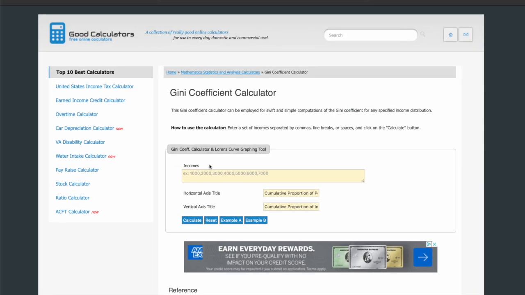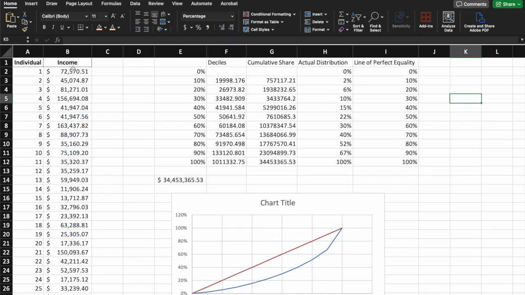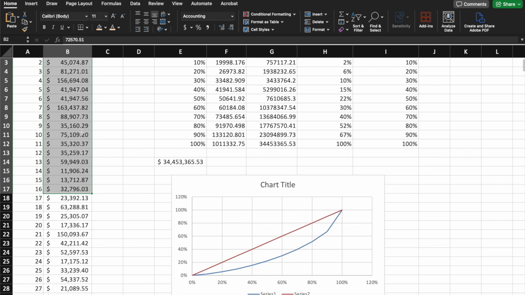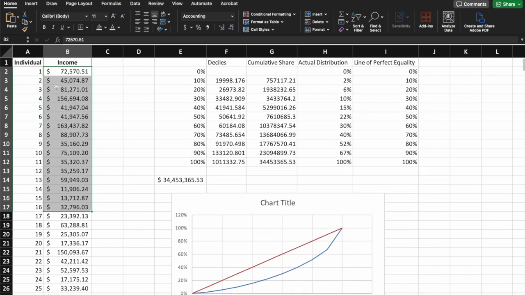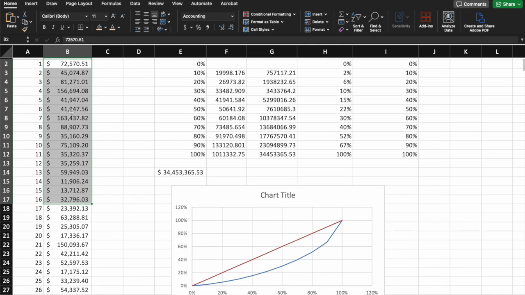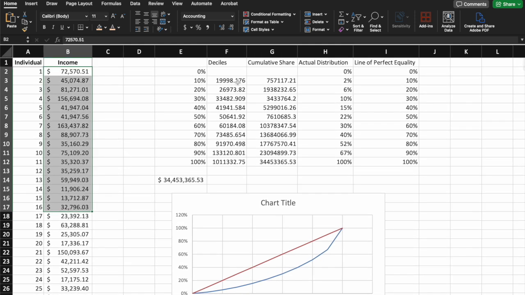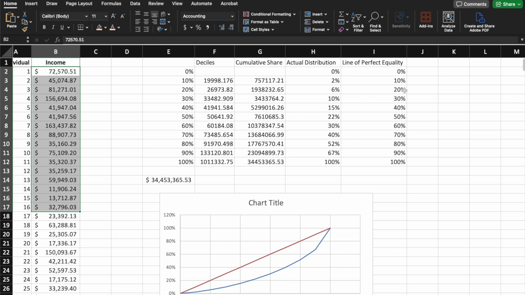The way that this Gini calculator works is you have to enter all of the incomes in the economy, and you need to separate them by commas. So we have over here all of the incomes in this economy. What we need to do is separate these all by commas and list them all in this calculator. Now that looks really daunting and tedious to do, 500 times, and so I'm going to show you a very quick way to do this.